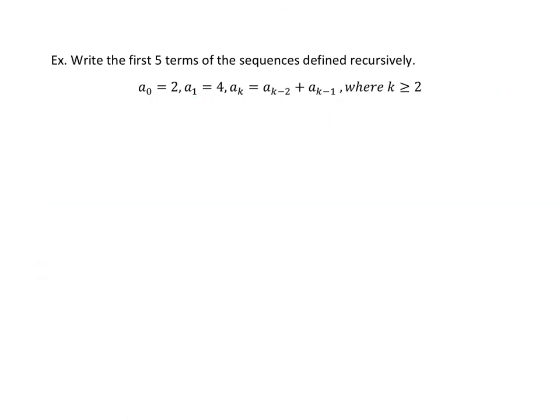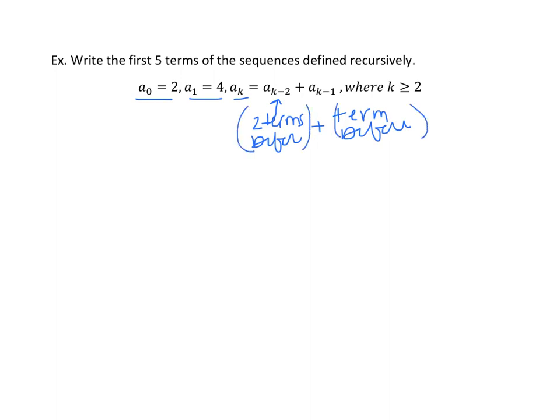Okay, write the first 5 terms of this sequence. It gives us our 0 term. Sometimes sequences start at 0 terms. It gives us our first term. This says a sub k, 2 terms before, plus term before. Because if I'm subtracting 1, I'm only backing up 1. So 2 terms before plus term before.